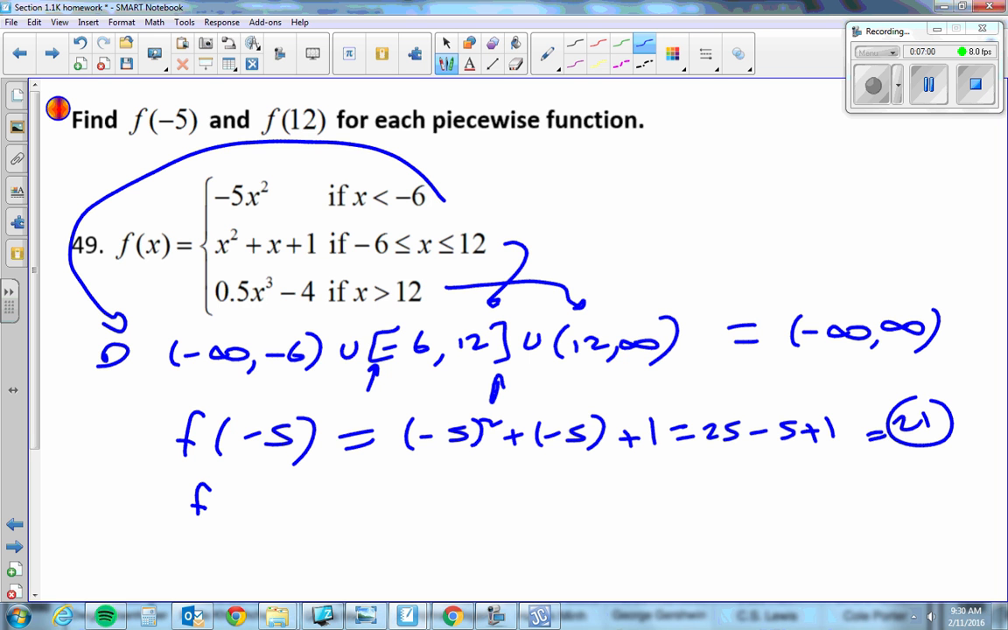I'm not going to do f of 12, but which rule would I use for f of 12? The middle or the bottom? Certainly not the top. The middle, because it has the equals 12 there, not here, right? And so you actually use the same rule. You do 12 squared. If I was doing f of 13, I would use this rule. If I was doing f of -13, I'd use the top rule. Because, like I said, you choose based on the x value you're plugging in.